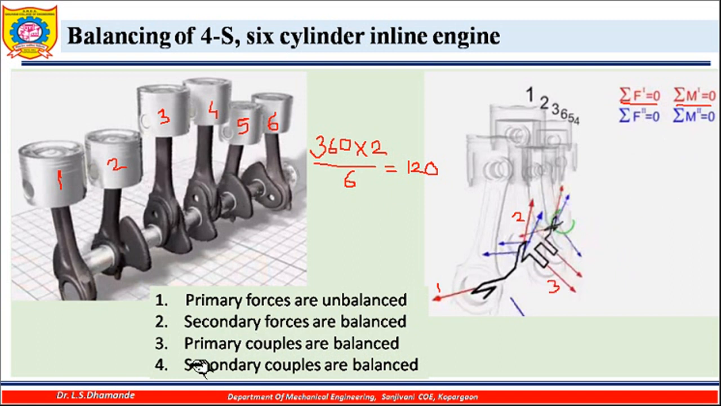At the same time, if you talk about the secondary forces acting on this, the secondary forces will be at an angle of 2 theta. Accordingly, these are the crank positions for the secondary forces: this is for cylinder number 1, this is for cylinder number 2, and this is for cylinder number 3. They will also be at an angle of around 120 degrees, and if you draw the closed polygon of the secondary forces, that is also balanced. So here you will observe that the primary forces and secondary forces, as well as the primary couples and secondary couples, will all get balanced in the case of this 6-cylinder 4-stroke inline engine.